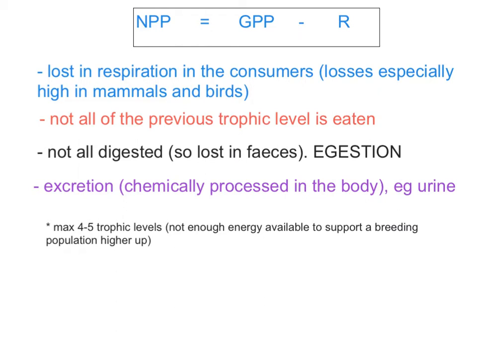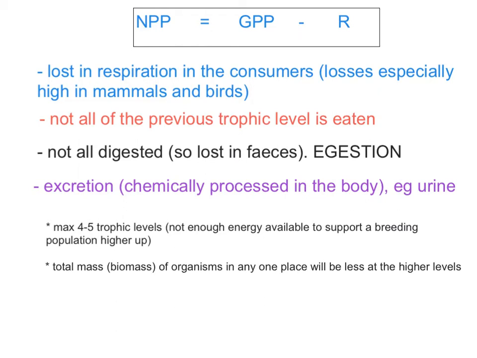So it would fizzle out and you wouldn't be able to support that. Linked with this, of course, is that the total mass available in any one place will be lower as you get higher up the food chain. Again, the number of organisms. And again, GCSE classic exam question.